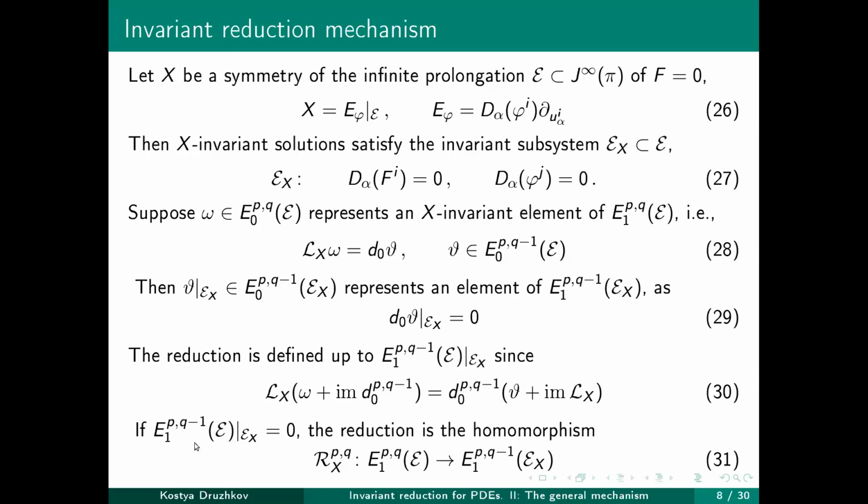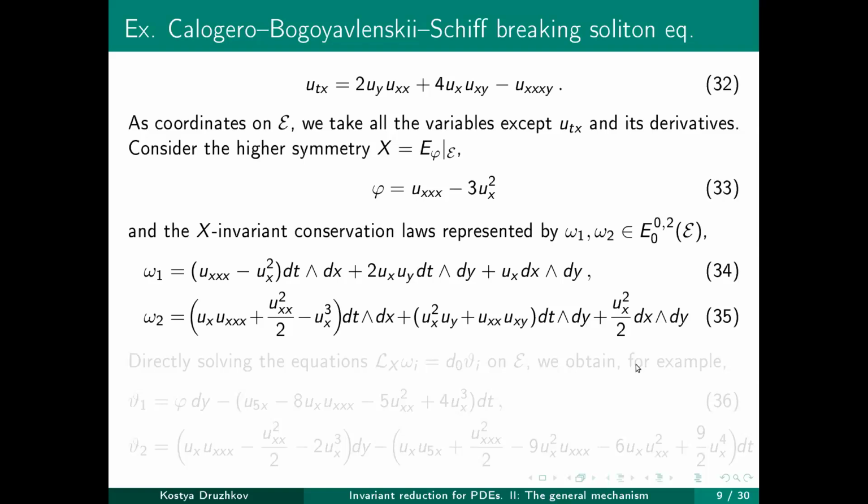So we can see that if this restriction is trivial, or for example, if the group itself is trivial without any restrictions, then the reduction can be interpreted as the homomorphism from the X invariant part of this group to this group. The description was a bit incorrect, but this group is okay. So the reduction mechanism is a homomorphism. Let's consider an example first.